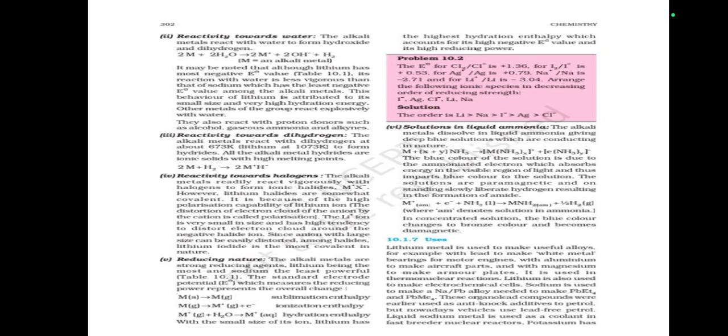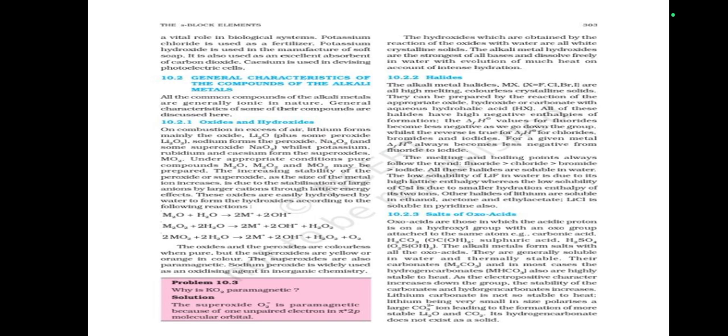Liquid sodium metal is used as a coolant in fast breeder nuclear reactors. Potassium has a vital role in biological systems. Potassium chloride is used as a fertilizer. Potassium hydroxide is used in the manufacture of soft soap. It is also used as an excellent absorbent of carbon dioxide. Cesium is used in devising photoelectric cells.